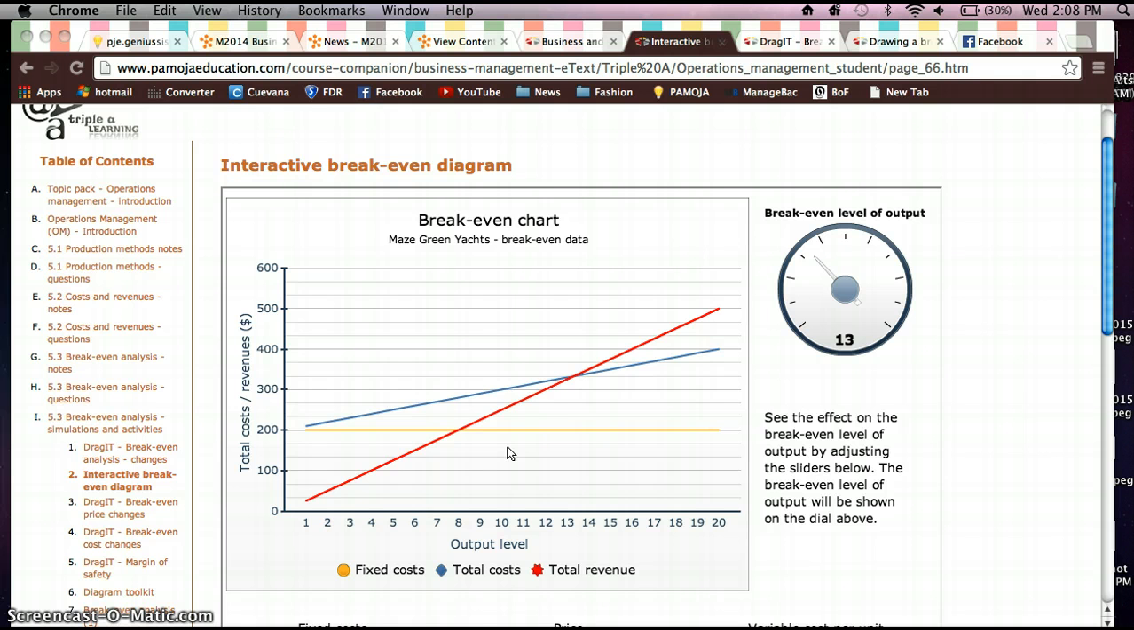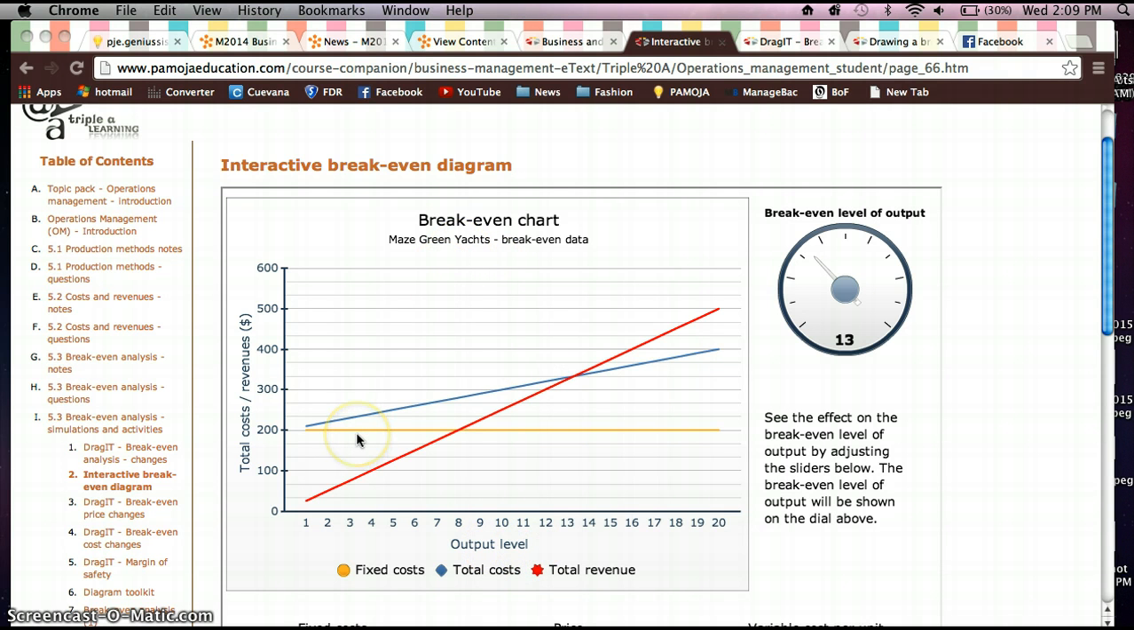The break-even point serves for businesses to create a plan and to identify the time where the revenues will match the total costs. So I will begin by explaining where each line goes and move forward, outlining some figures. In this case, we can see the title, which is a break-even chart for this company, Maze Green Yachts. On the y-axis, we have the total cost and revenues being gained by the company, and the output level being sold, the number of yachts being sold.